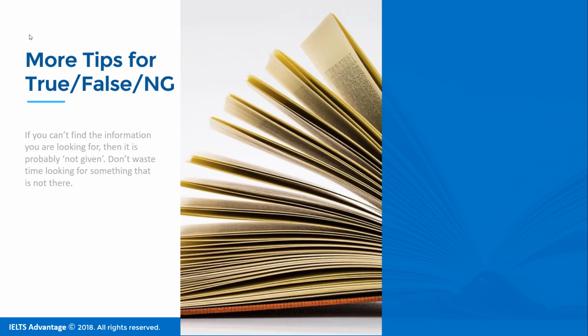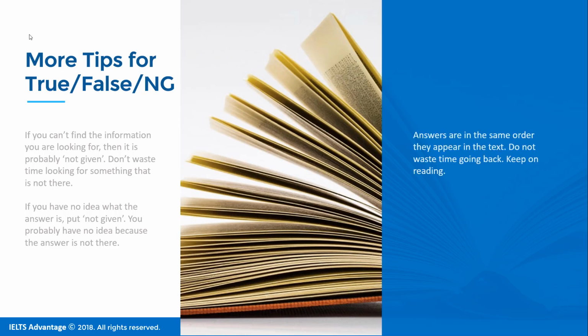For most of you, you do not need a band 9. You do not need perfection. All right, it is better to put NG down. You're probably correct and move on. Do not get all the rest of the questions wrong because you spend 10 minutes looking for something that's not there. If you've no idea what the answer is, put not given. You probably have no idea because the answer is not there or the information provided doesn't really give you enough to go on to decide what the answer is. If you're unsure, put not given, move on.